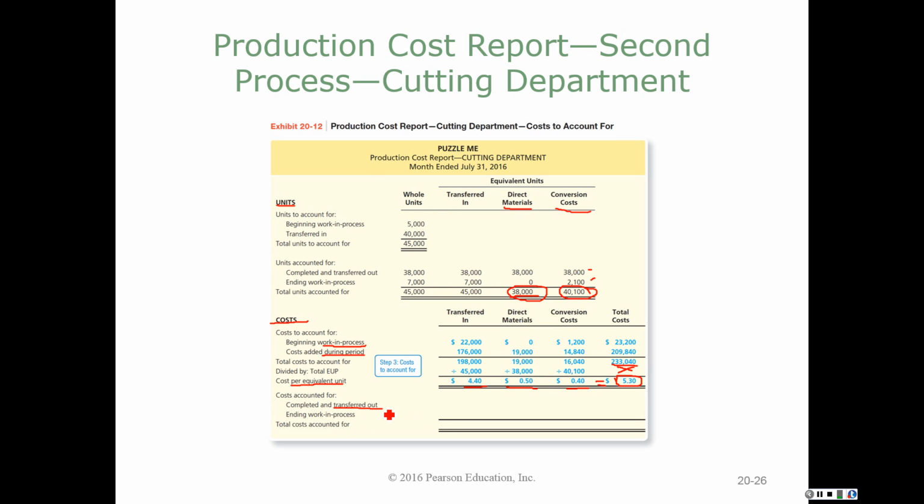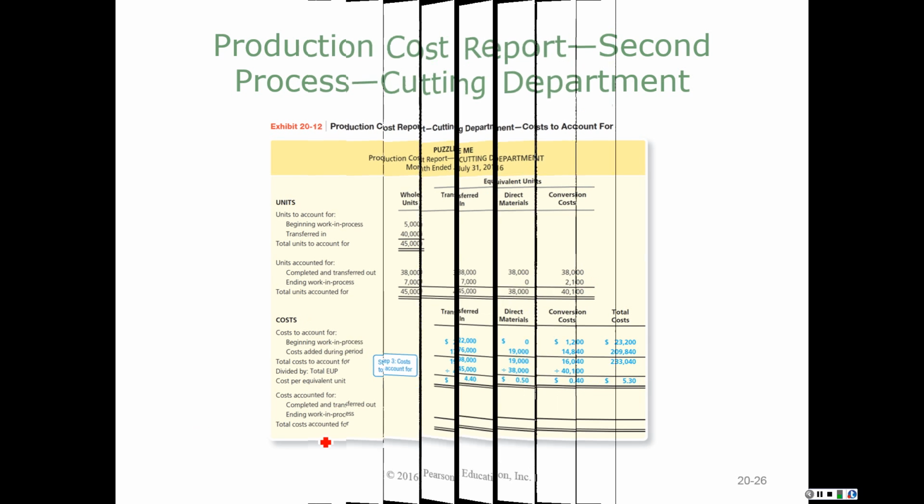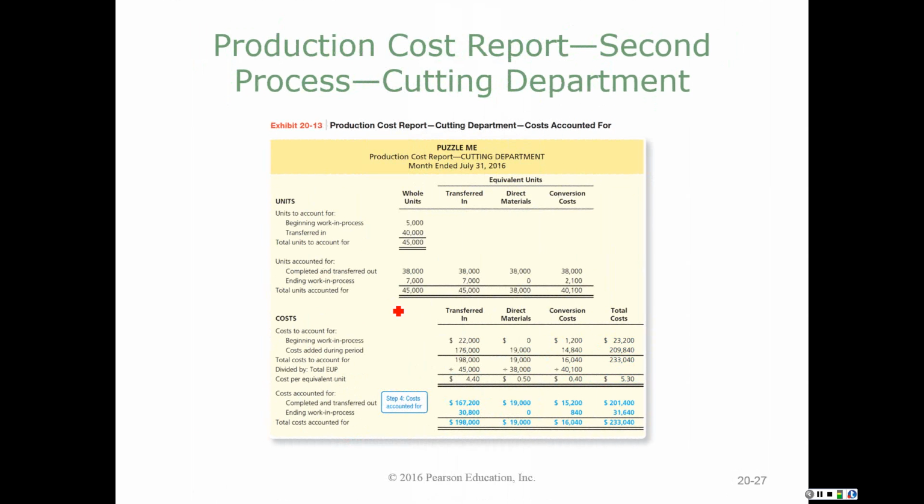And in this particular example, these 38,000 puzzles that have been completed can now move to finished goods. I need to know the cost that needs to move to finished goods for those 38,000. So again, if we have completed 38,000 units at $4.40 a unit, then that is the cost that gets transferred to finished goods.